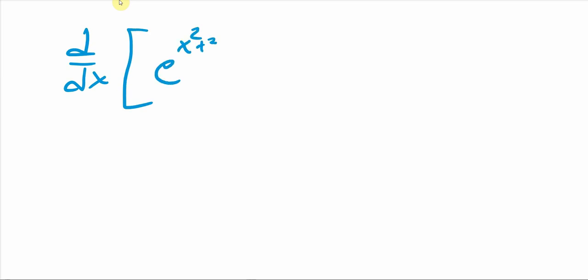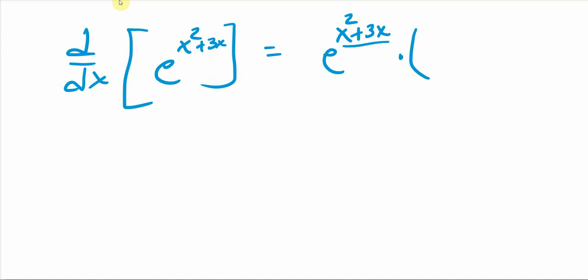Alright, so let me see if I can come up with a few more. So let's pretend I have the derivative of e to the x squared plus 3x. So what's the derivative of e to the x? Well, the derivative of e to the x is awesome because it's e to the x. So what's the derivative of e to the something? The derivative of e to the something is e to the something. Now I'm going to multiply it times the derivative of my something, which is 2x plus 3.